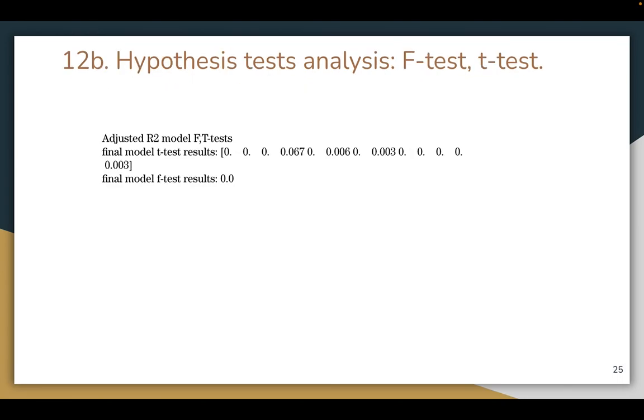Let's talk about hypothesis test analysis, which includes F test and t-test. The t-test p-values are a little high at 0.067 and 0.006. However, the F-test result is 0, so the model is still significant.